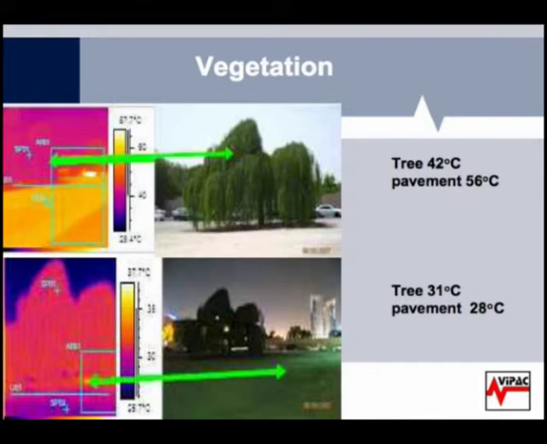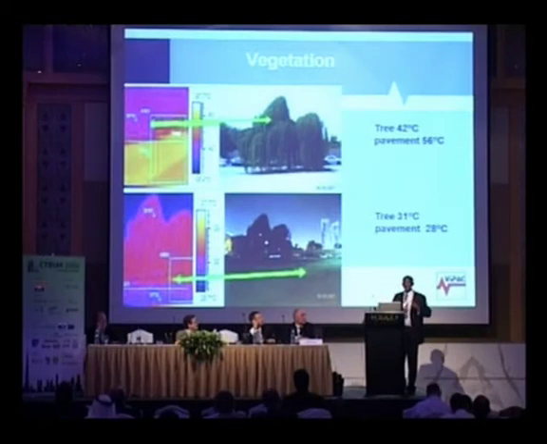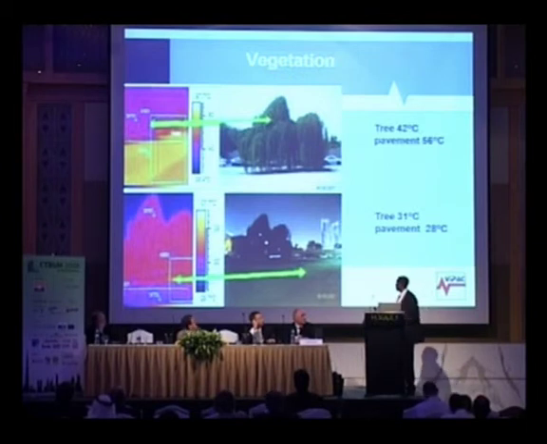What is the advantage of vegetation? This is in Dubai, which shows trees at 42 degrees centigrade and pavement at 56 degrees centigrade in the daytime, and the reverse happens at night. So if we have vegetation along the street, then we have a big temperature difference that helps us to reduce the heat island effect in our cities.